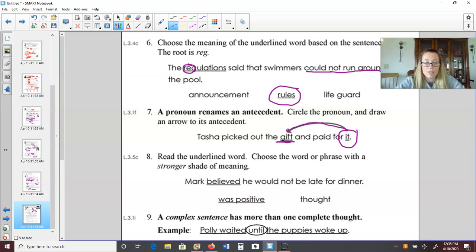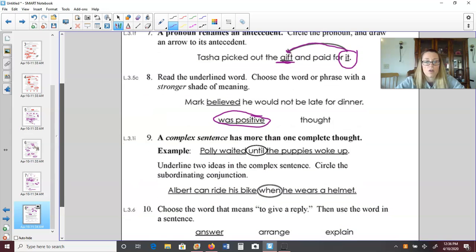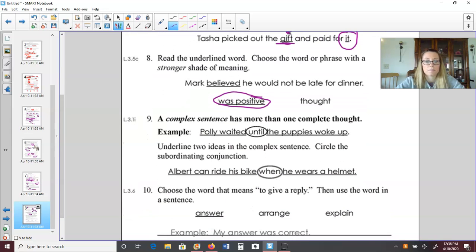All right, number 8, read the underlined word and choose a word or phrase with a stronger shade of meaning. Mark believed he would not be late for dinner. So believed, he was positive or he thought. When you think something, that's, okay. But if you are positive, that means you are absolutely sure. So that would be a stronger shade of meaning for that word.